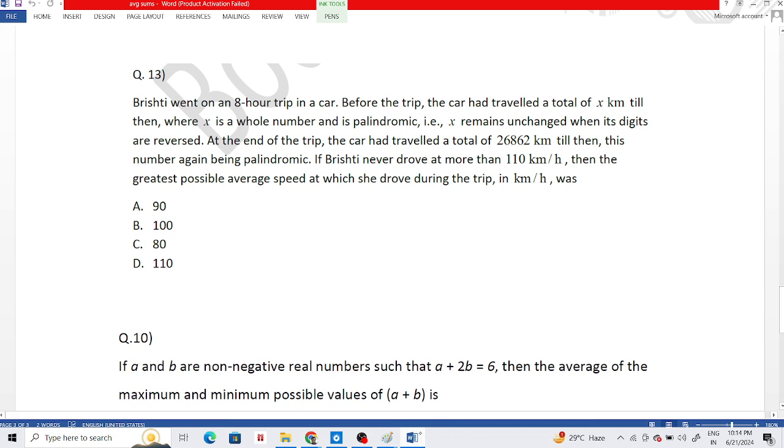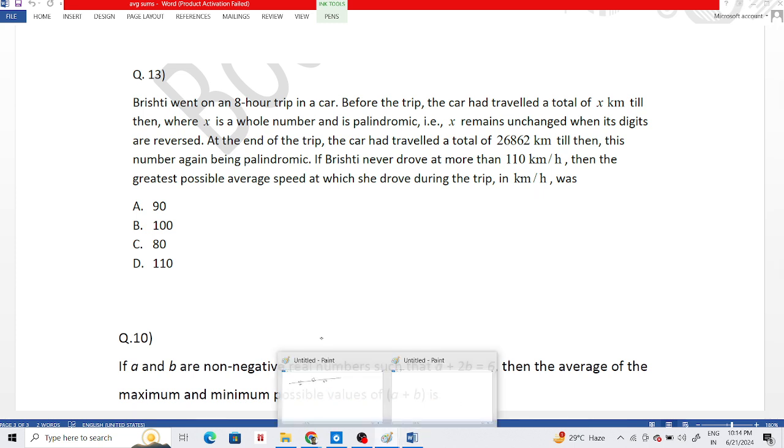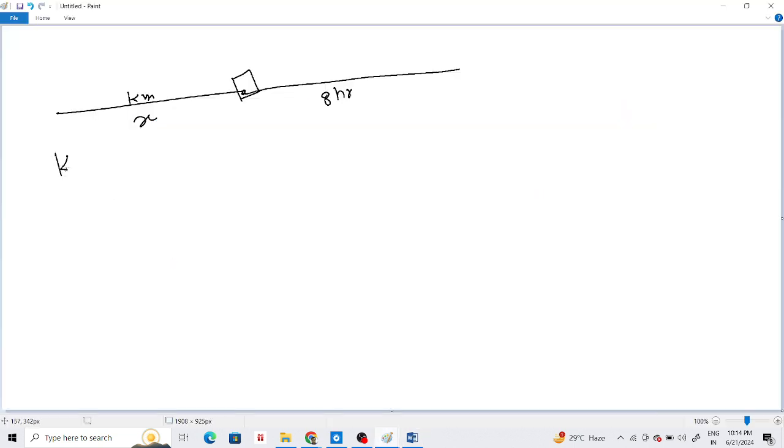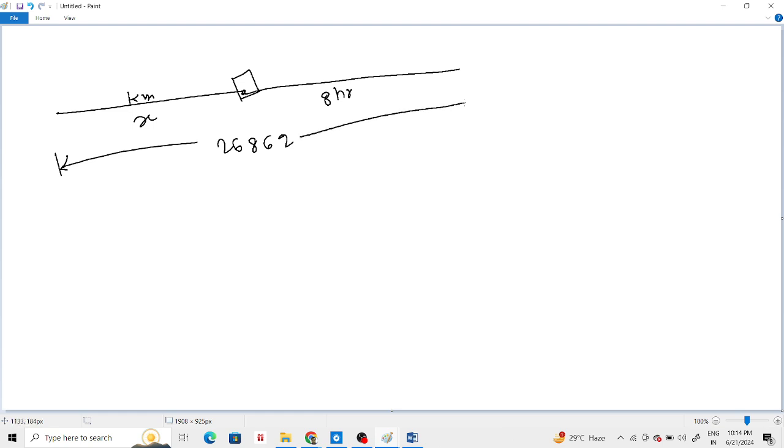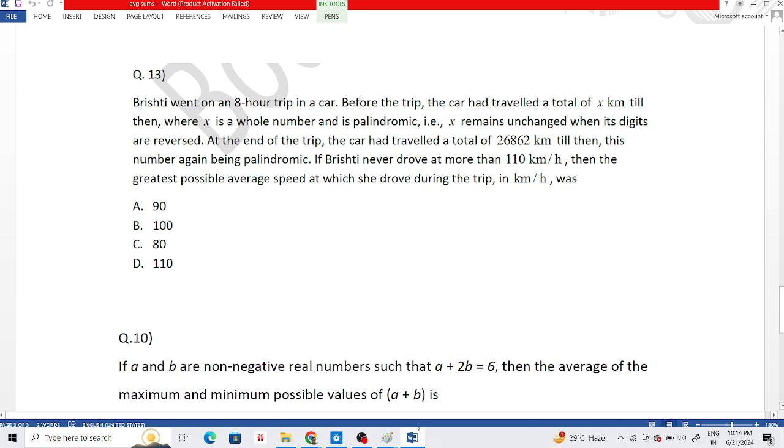Now it is telling us x is a whole number and palindromic. Palindrome number, you know, 121, 232, like this. That is, it reads the same when its digits are reversed. At the end of the trip, the car had traveled a total of 26862 kilometers. So the car has traveled from here to here, that is 26862 minus x, right? Then this number is again palindromic.